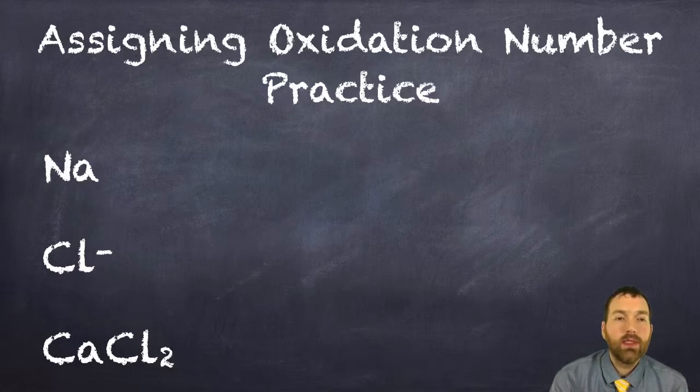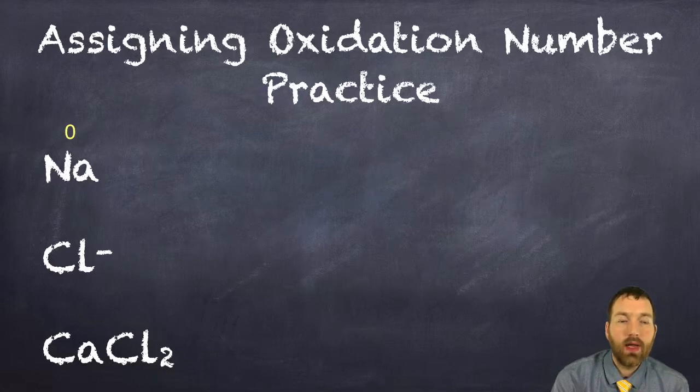Okay, so in this first example here, we have an uncombined element, that's sodium. So rule number one, the oxidation number of an uncombined element is always 0. Next, we have chloride, so that's an ion. So rule number 2 is the oxidation number of an ion equals its charge. So that's a -1.